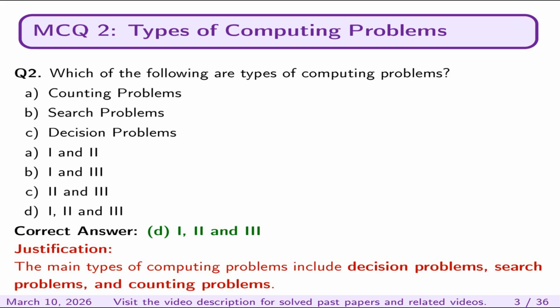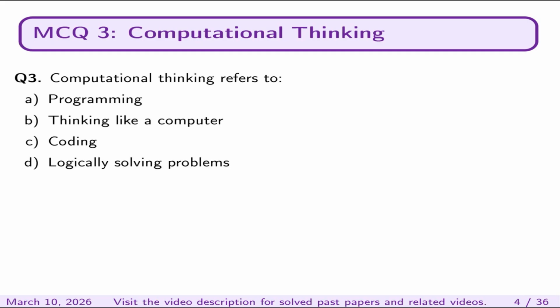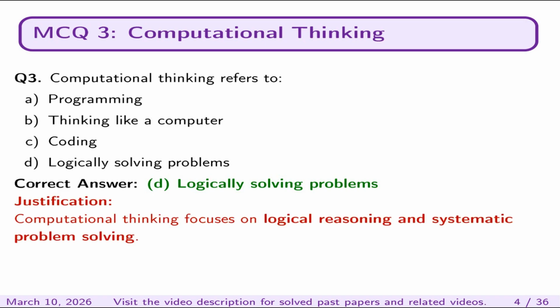Computational thinking refers to programming, thinking like a computer, coding, logically solving problem. The correct option is D, that is logically solving problems. Because computational thinking focuses on logical reasoning and systematic problem solving.